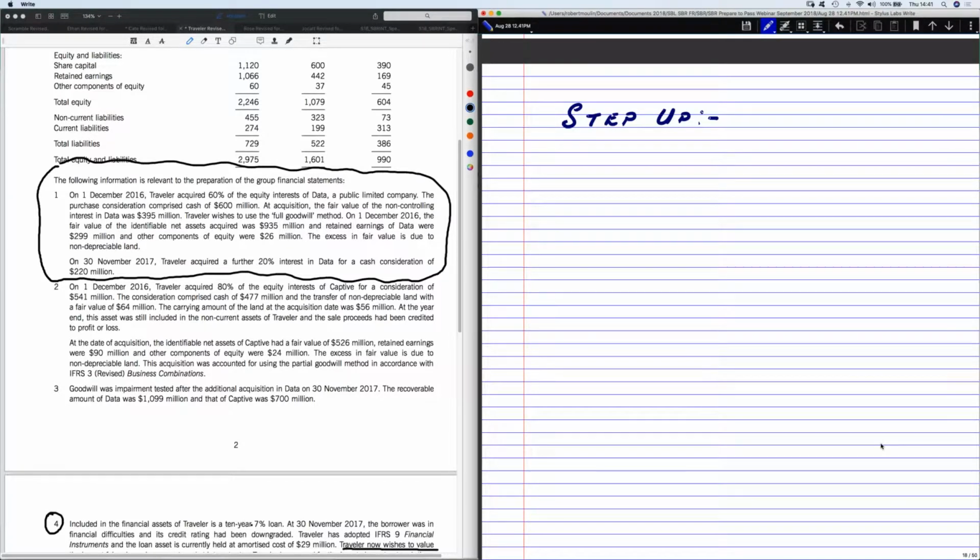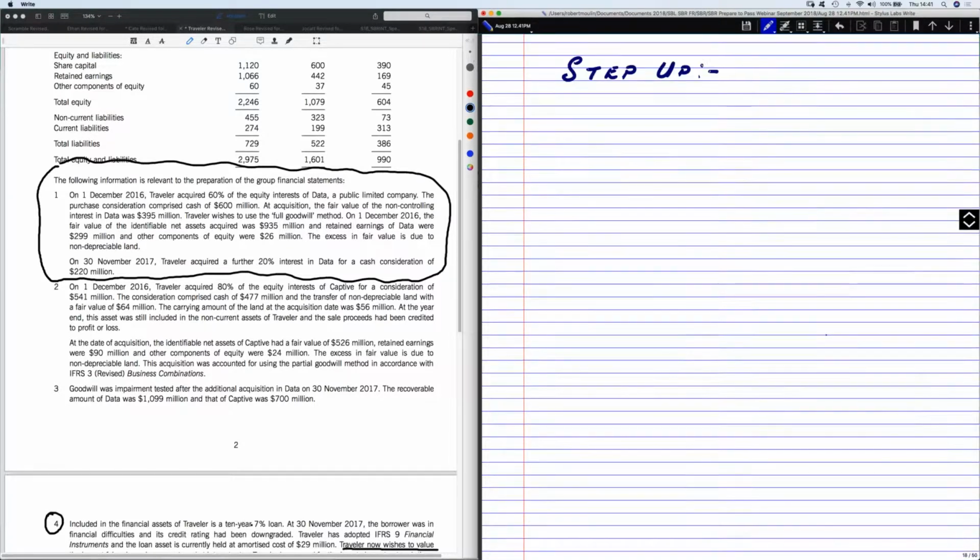Well, what I'm going to do, and you can agree with me or disagree with me here, is first of all look at the net assets of Data. The first thing I want to do is look at the net assets of Data at the point of acquisition.